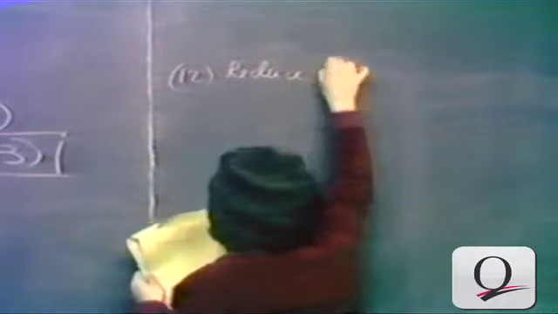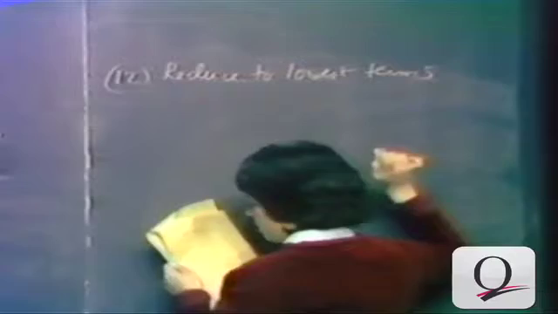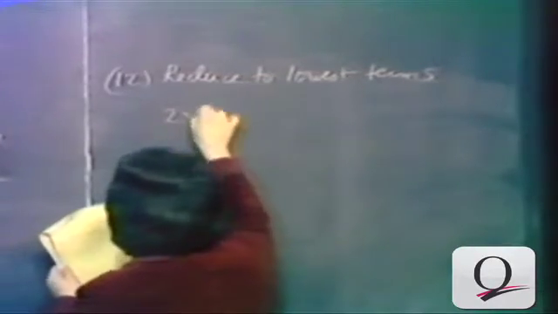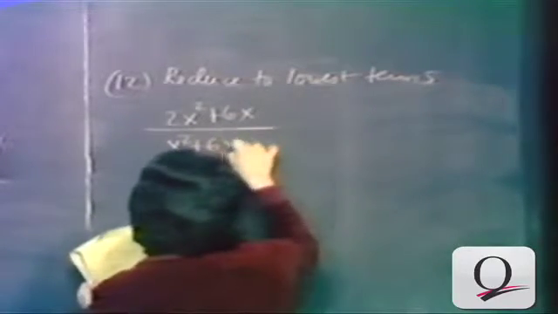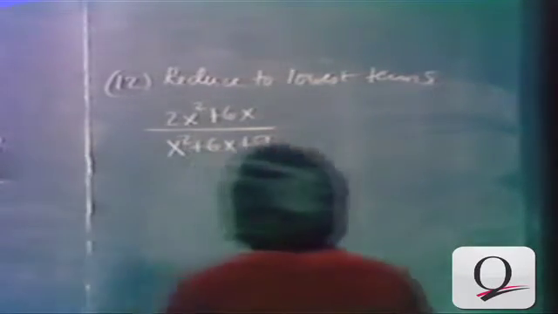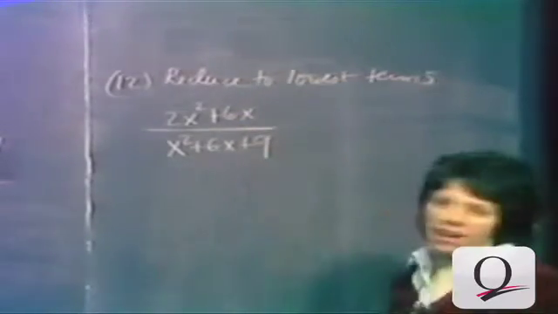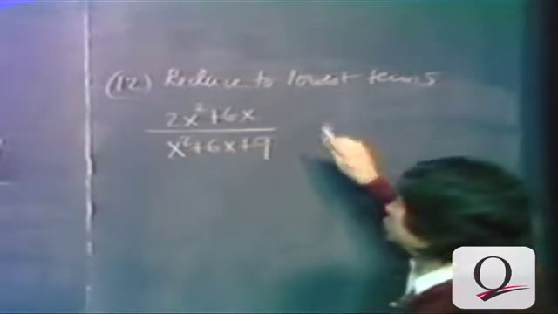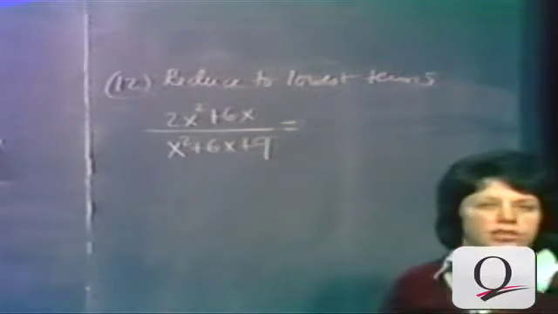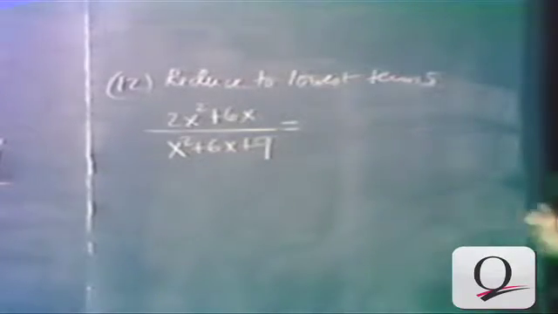In problem 12, we want to reduce to lowest terms 2x squared plus 6x over x squared plus 6x plus 9. Okay, now of course you cannot just cancel the 6x's here. 6x is not a factor in the numerator and denominator. It's a term in the numerator and the denominator. What you must do, of course, first is to factor completely the numerator and the denominator, and then try to cancel those factors that are in common in top and bottom.